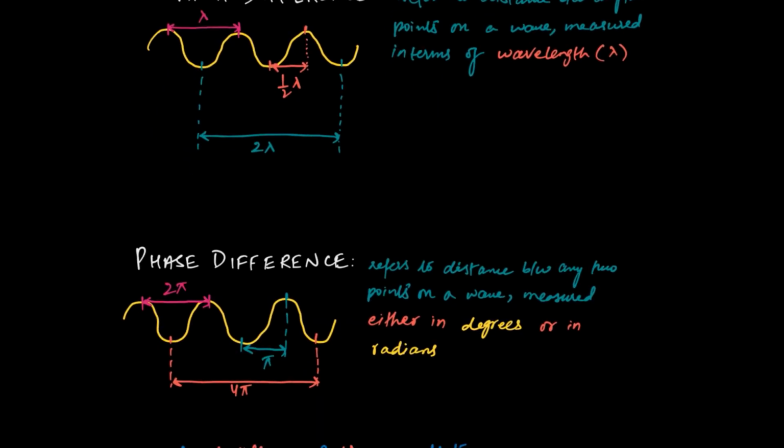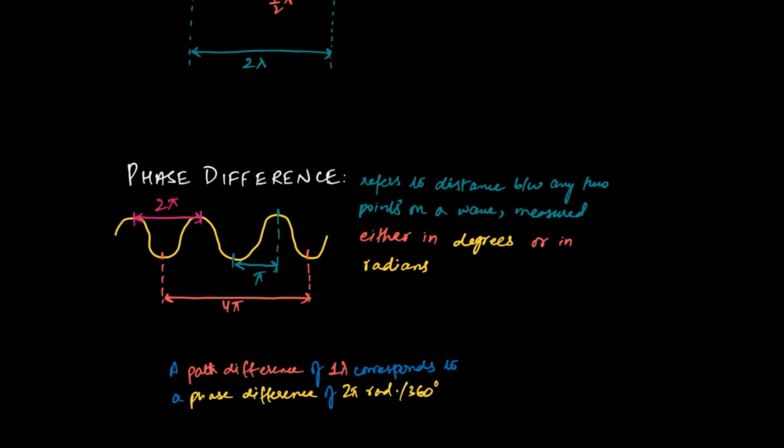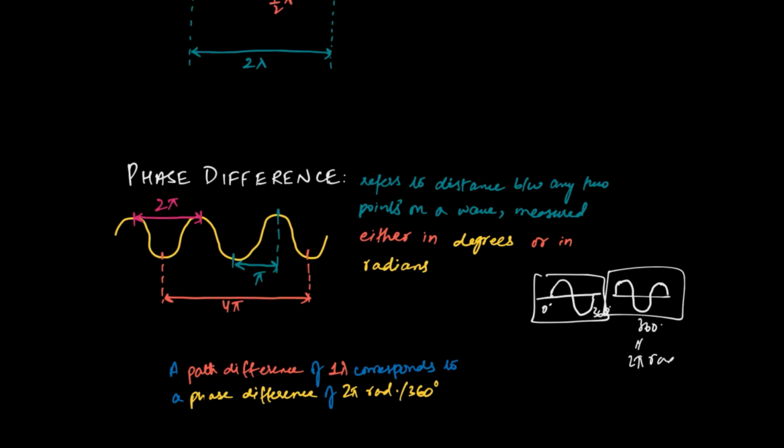So moving on, what is a phase difference? Phase difference is basically the distance between any 2 points on a wave measured either in degrees or in radians. So this basically is like the sine graph or the cosine graph that we make. So a standard sine or cosine graph, we know that it starts from 0 degrees and ends at 360 degrees. So basically one complete wave formation is of a 360-degree angle. And in radians, it would be 2 pi radians.